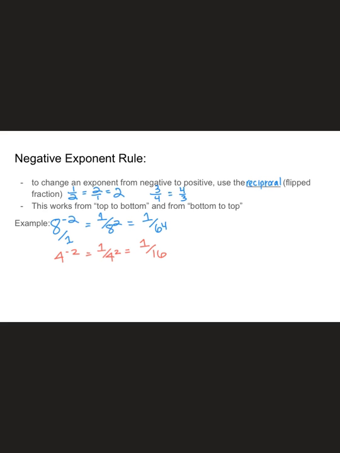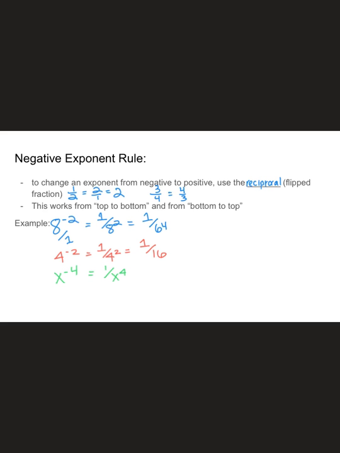So if we had, for example, x to the negative fourth power, we would have 1 over x to the power of 4. We would have to leave it like that. There's nothing else we can do.